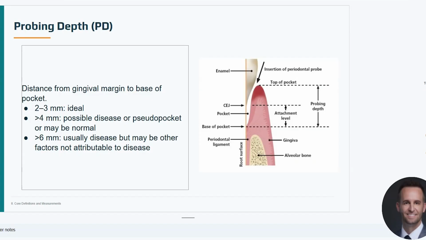Some of these factors may include the presence of extra bone in the back of the mouth, distal to the second molars, forcing the gum tissue up, forcing the patient to have a 6 millimeter probing depth, even though it's not an indication of disease.